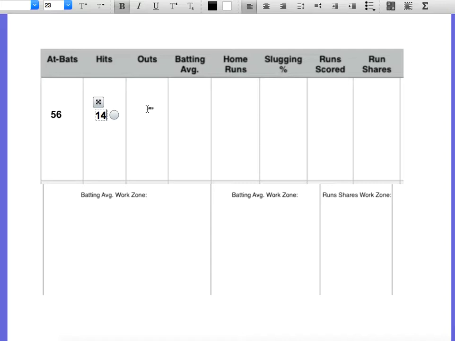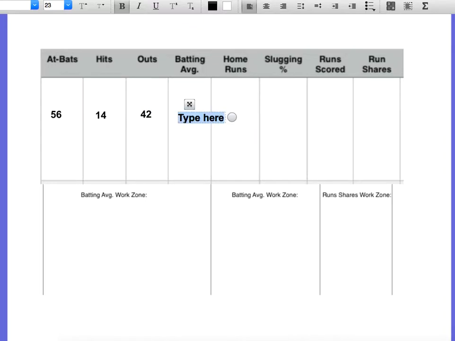In this case, the outs should total 42. How do I know that? Well, because 42 plus 14 is 56. But you should go ahead and count in your game log or your sheet and make sure that you did that correctly.